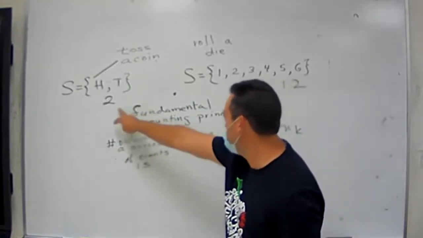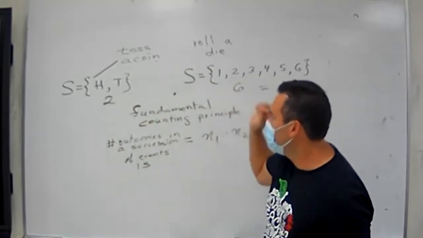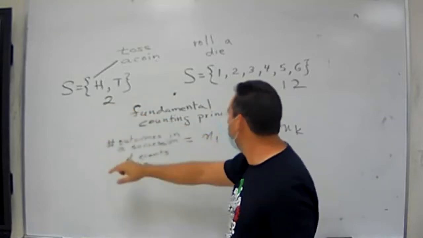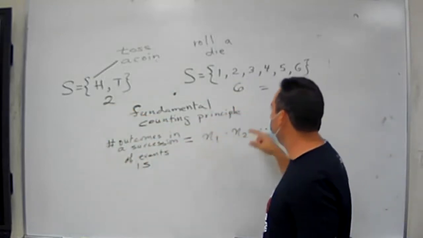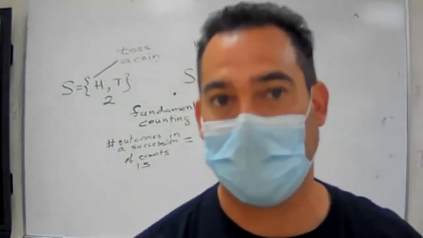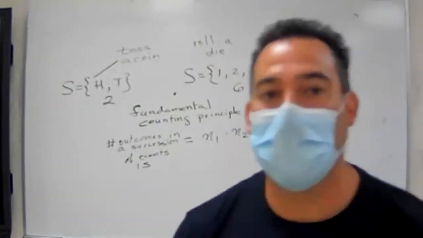So in this case, you have two events, right? You can have two possible outcomes here and six possible outcomes there. So 2 times 6 will be 12. If you have more than two things happening, you have 3 or 4 or 5, you just keep on multiplying it through.